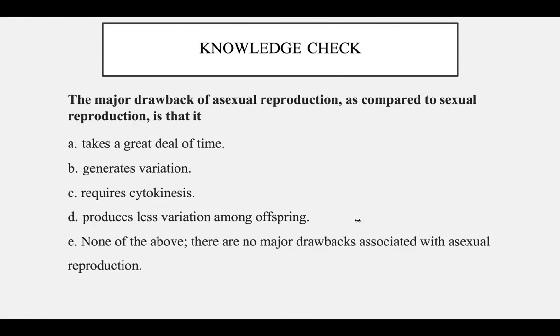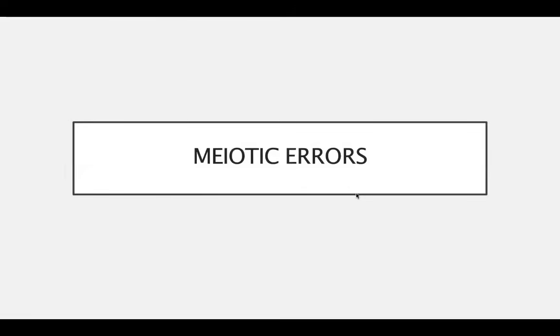Okay, we have a few different answers. But the correct answer is D, produces less variation among offspring. So there is a major drawback with asexual reproduction. Although asexual reproduction is very quick, such as in bacteria and binary fission, because it is so quick, the issue is that there is no genetic variation. So if for some reason there's an environmental condition that will cause the death of one of the cells, all of the cells will die off, unless there's a mutation, because there's no genetic variation from crossing over. So the correct answer is D. Asexual reproduction produces less variation among offspring.